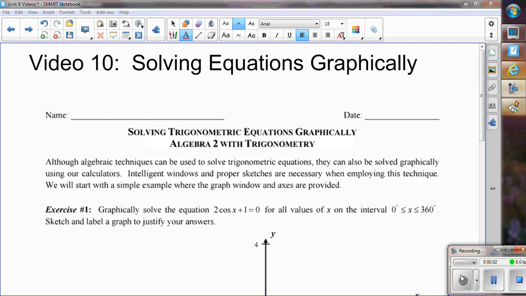This is Unit 8, Video 10, Solving Trig Equations Graphically. One of the things you're going to want to do is make sure you have a calculator available to you. I know as you're sitting home watching these videos, some of you have one and some of you do not, and that's okay.